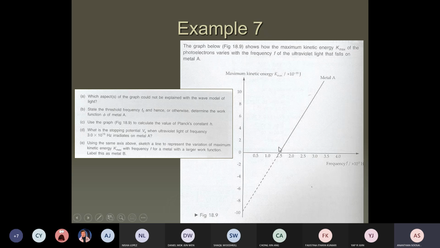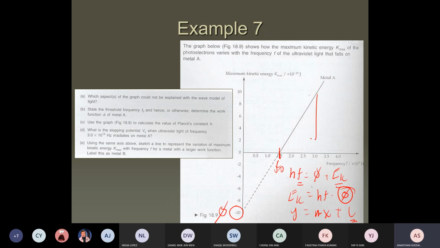What does the x-intercept represent? It is the threshold frequency. In this case, 1.5 times 10 to the power of 15 is your threshold frequency. Your y-intercept, you have to go to hf equals work function plus E_k max. So this graph is E_k versus frequency, right? So E_k, I rearrange, equals hf minus work function. So y equals mx plus c. So the y-intercept is your work function, the negative value, which we know is the work function. The x-intercept is the threshold frequency. The gradient is the Planck constant in this case. Okay, interpretation. Good. Okay, go back to the first question.